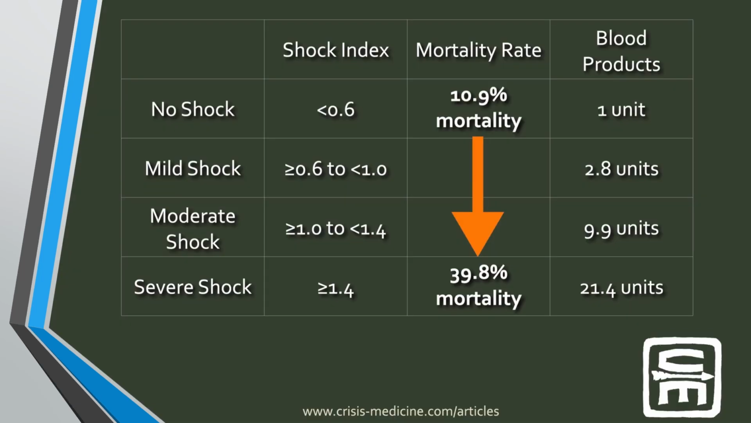As we can see here, as the value of shock index increases, the degree of shock worsens, and the need for transfusion and the mortality increase. The degree of shock is categorized based on the value of shock index into no shock, mild shock, moderate shock and severe shock, with values ranging from less than 0.6, 0.6 to less than 1, 1 to less than 1.4, and 1.4 or more respectively.